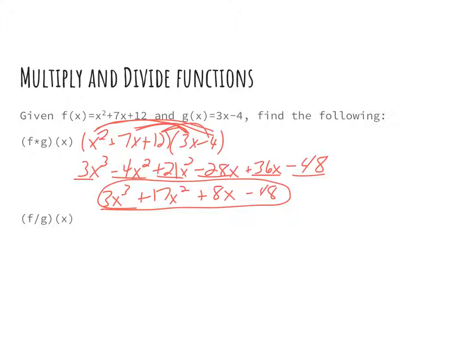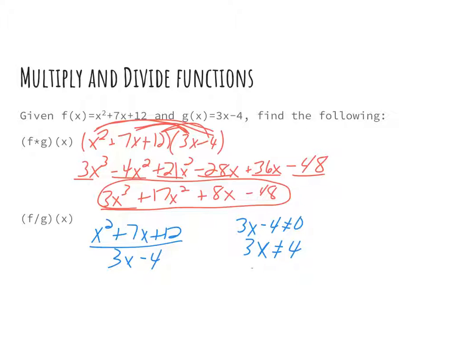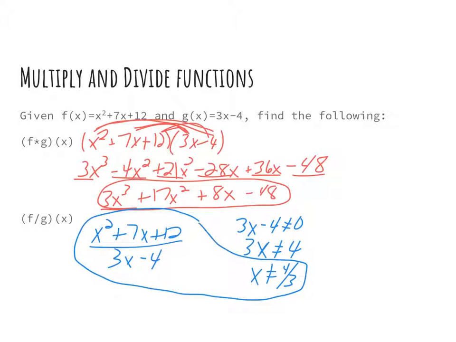For dividing, I'm going to do f of x divided by g of x. And again, the only thing I need to make sure of is that I'm not dividing by a 0. So I say that 3x minus 4 can't be 0, and I'm going to solve for x. So add 4 to both sides, divide both sides by 3. So I would say this is my fraction, and I would say that x cannot be 4/3.